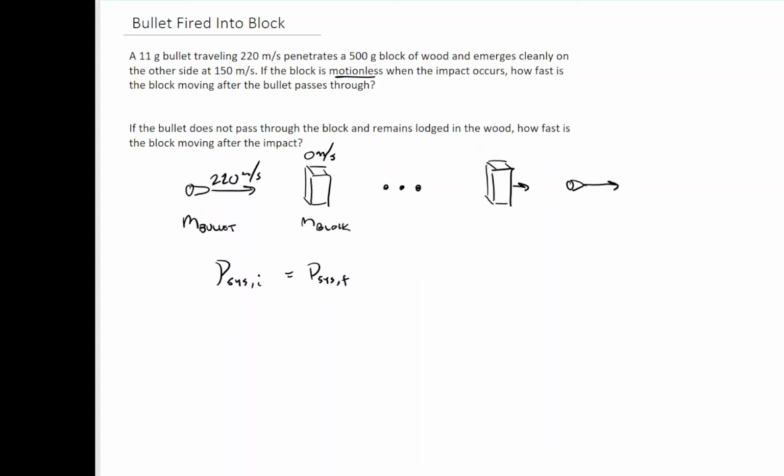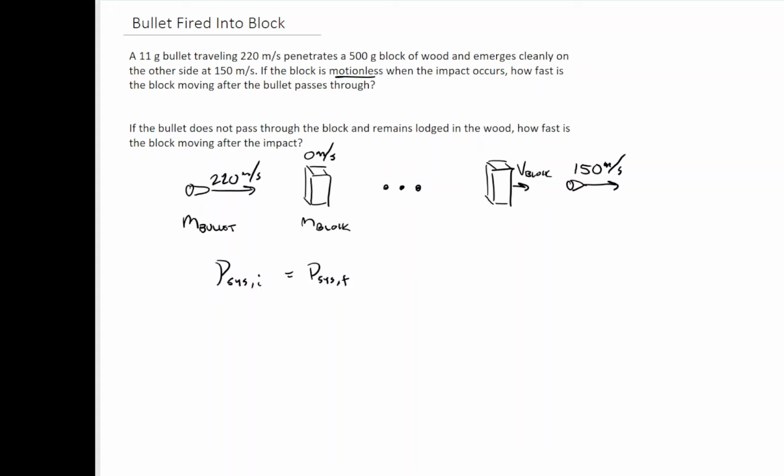It says the block is motionless, so I know this is not moving. It has no momentum. After the collision, we have a new velocity. Let's call this v of the block. That's what they're trying to find. And we have a bullet that has slowed down. It now has a velocity of 150 meters per second, right?